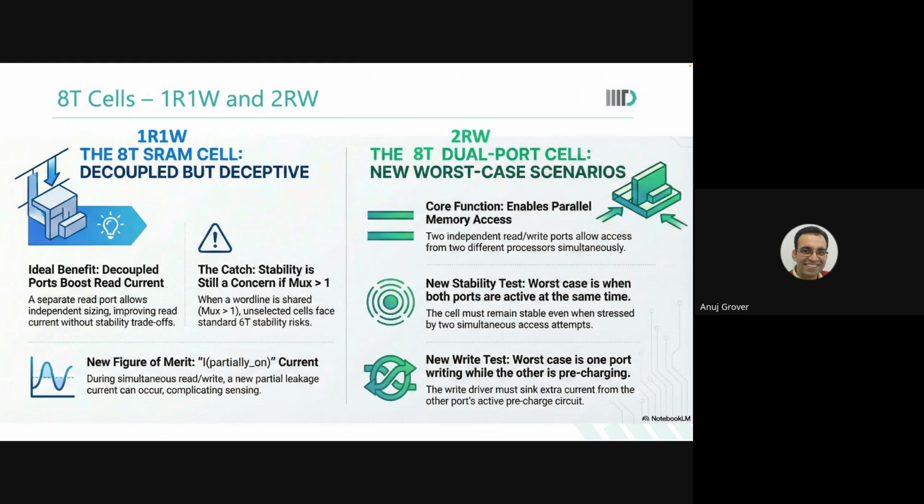Are you with me on this? Any questions about this? So many of you will probably take up a project on 8T cells, 6T cells, and whatever. So it's important that you understand the figures of merit really, really well. Because if you don't, the project is going to cause a lot of trouble to you.